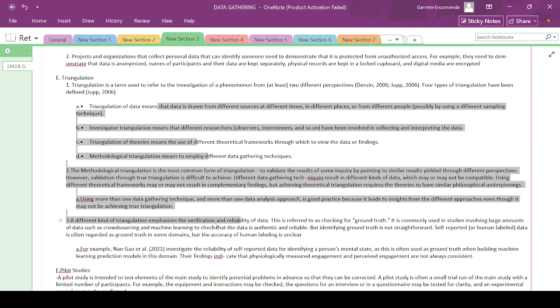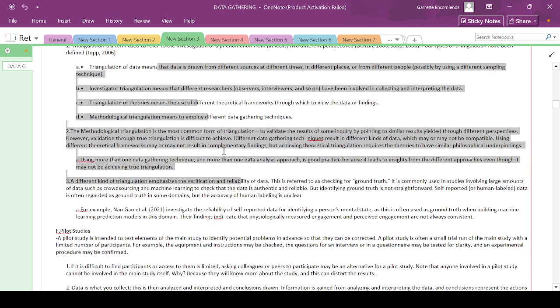However, validation through triangulation is difficult to achieve. Different data gathering techniques result in different kinds of data which may or may not be compatible. Using different theoretical frameworks may or may not result in complementary findings, but achieving theoretical triangulation requires the theories to have similar philosophical underpinnings. Using more than one data gathering technique and more than one data analysis approach is good practice because it leads to insight from the different approaches, even though it may not be achieved through triangulation.